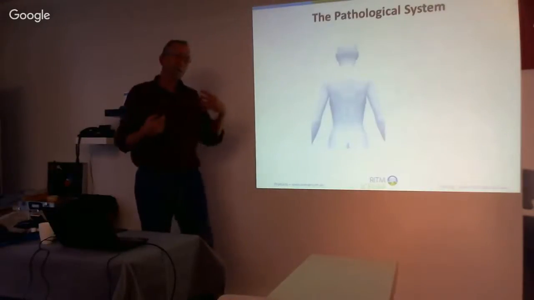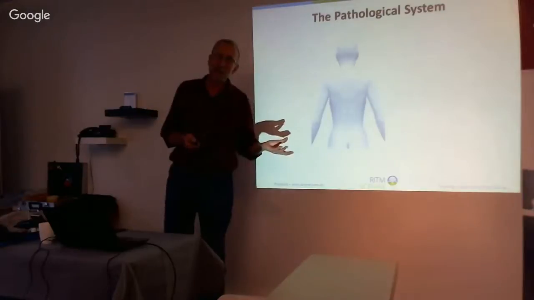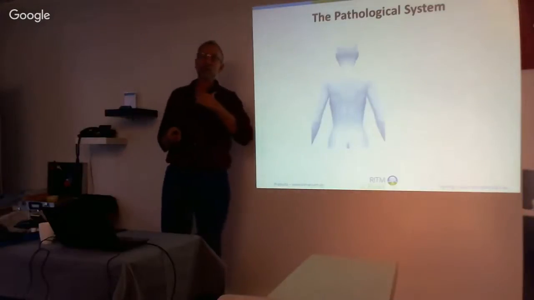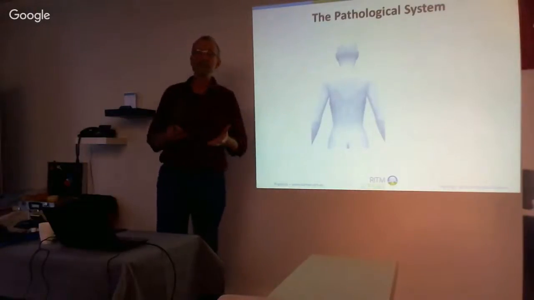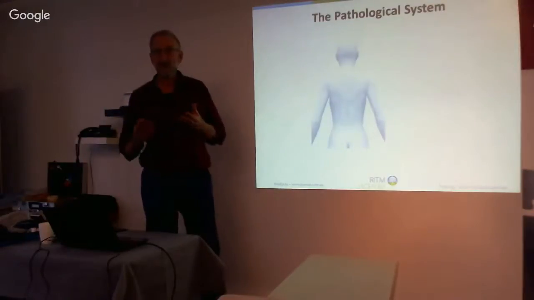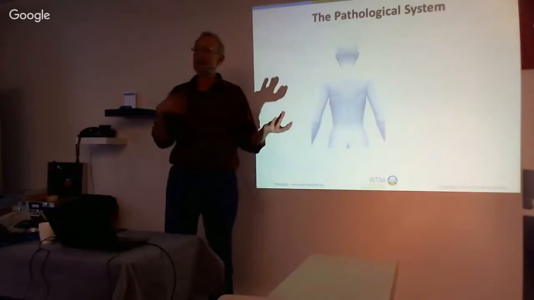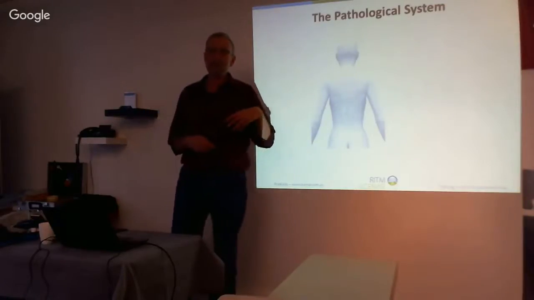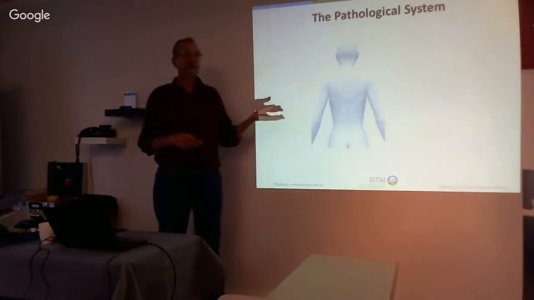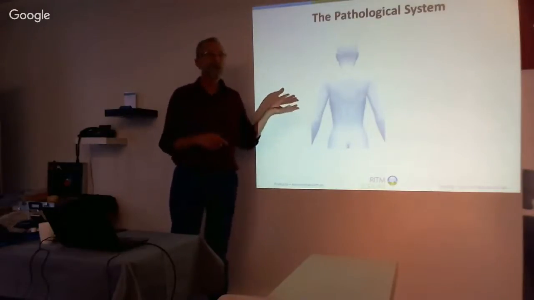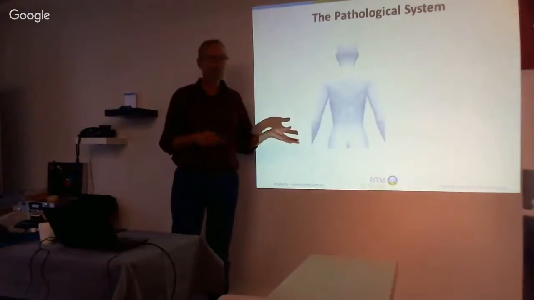Okay, now, let me tell you a little bit about the pathological system. I said before, disease is actually the attempt of the body to deal with influences from outside or inside the body. The theory is based on a student of Pavlov by the name of Pyotr Anokhin. He's a Russian physiologist, and he came up with this theory of the pathological system.